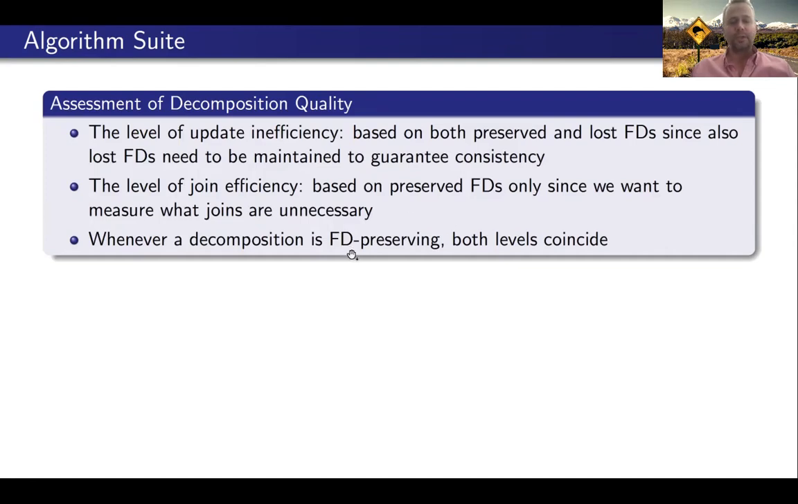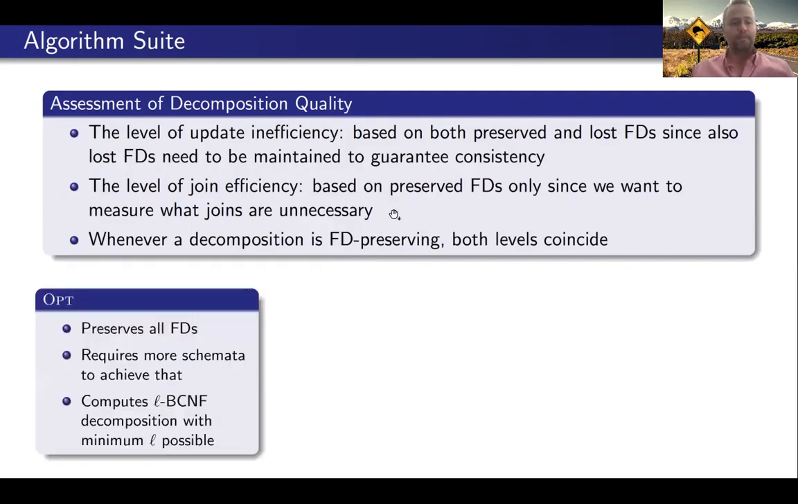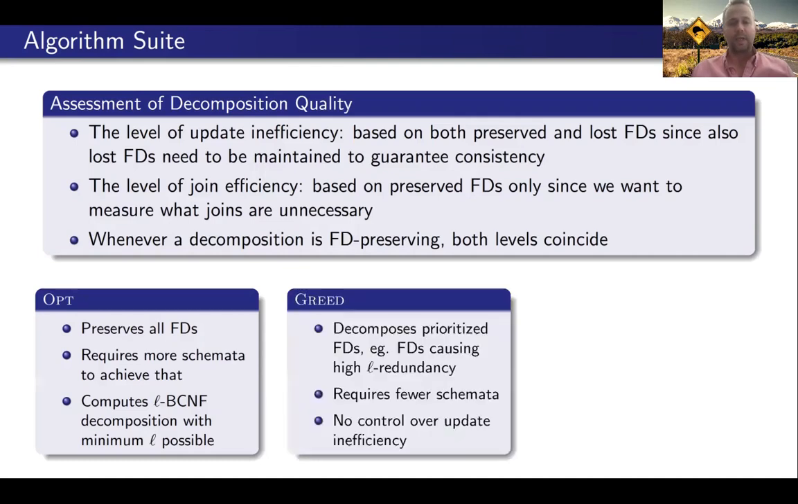So whenever a decomposition is FD preserving, then of course these two levels would coincide. So we've designed an optimal algorithm amongst all FD preserving algorithms. Because of the preservation property, they require more schemata to achieve this. And we can actually compute the minimum L possible for achieving an L bounded cardinality normal form decomposition with that algorithm.